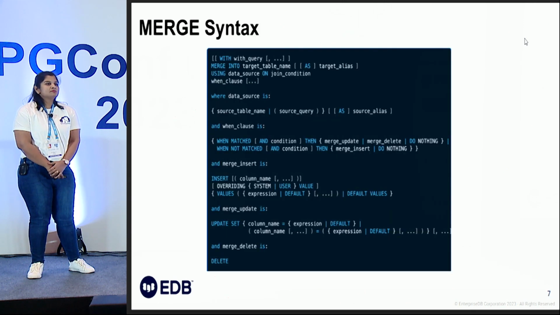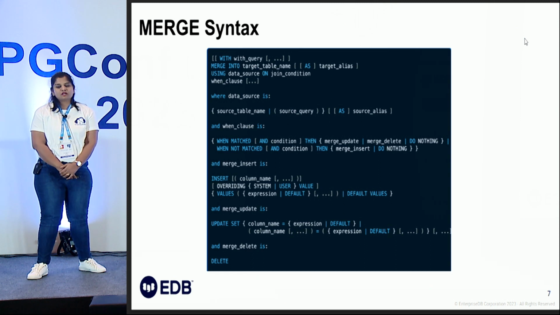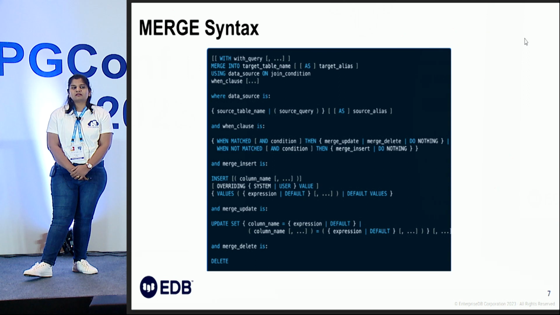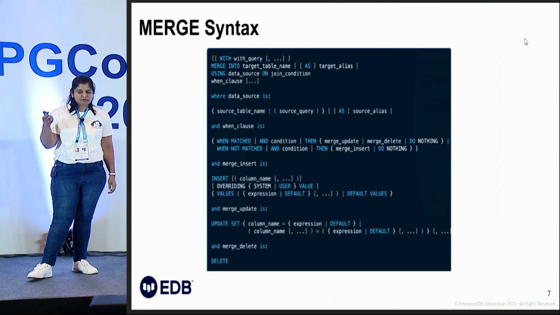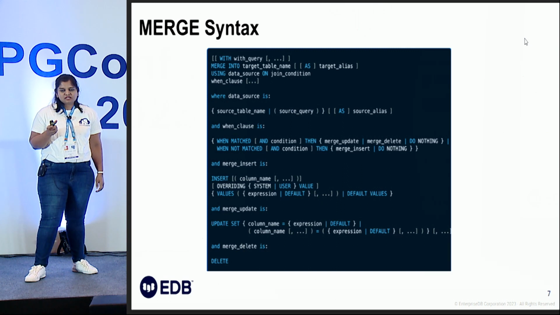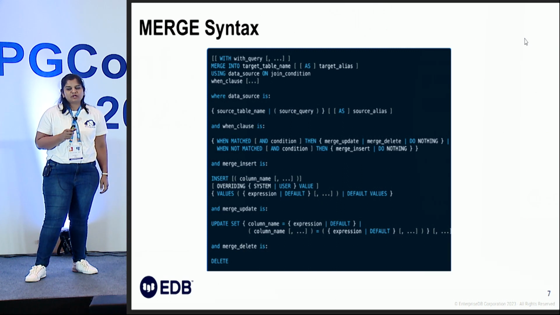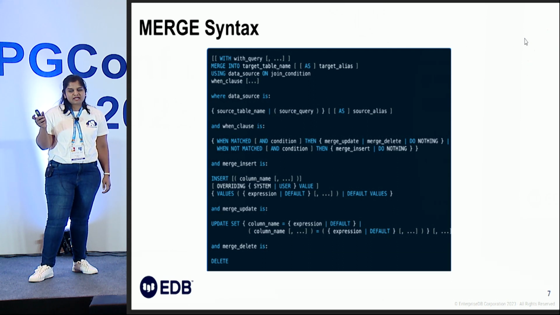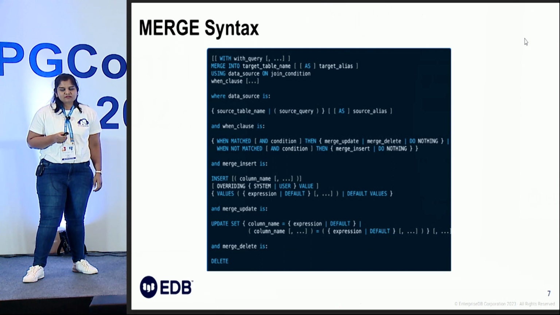Now let's go to the merge syntax. The with clause is where you can give your subqueries, and they can be referred to later inside the merge statement. The with clause is optional. The actual syntax starts from merge into. So you have merge into target table name. You specify which table you want to merge, and an optional target alias name, using data source.